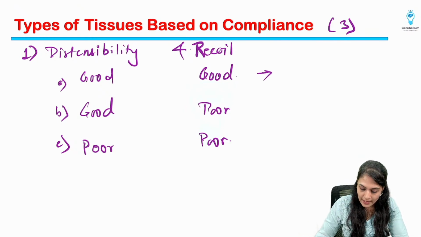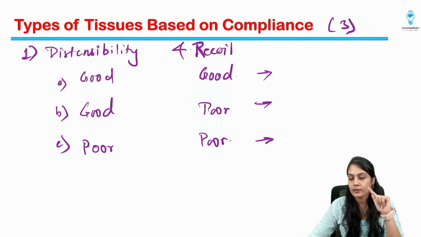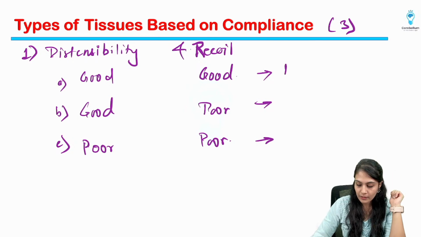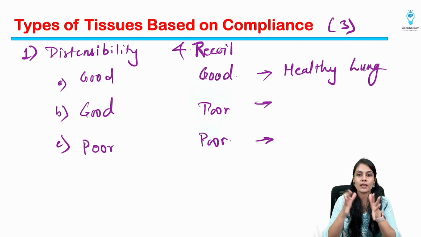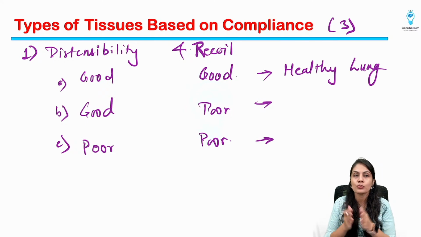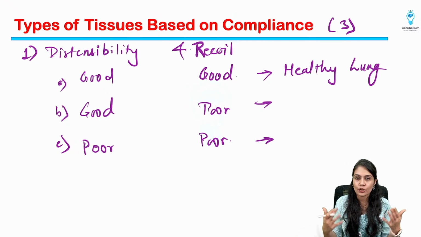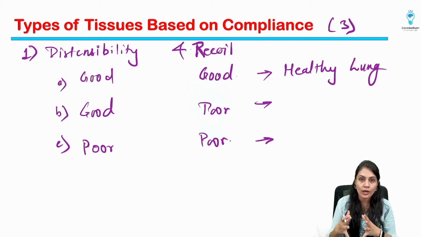Okay, so what are the examples of these conditions? So good distensibility, good recoil. That means both the properties are good. It is the healthy lung, isn't it? It is able to stretch properly and it is able to recoil properly also. That means during the inspiration, it is going to distend and allow the gas inside the lungs, and during the expiration, when the ITP is going to be building up towards the positive, definitely it is going to expire the air because the recoil or the elasticity is maintained properly.